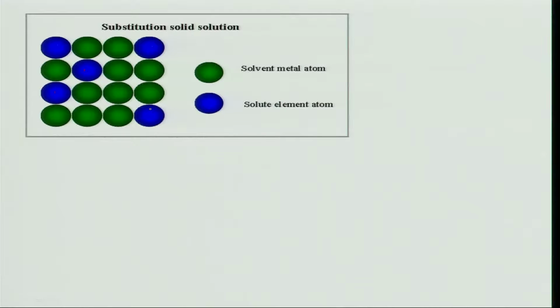Such a kind of solution is known as a substitutional solution. Substitutional means I am substituting one atom of solvent with a solute. That is why it is known as a substitutional solution. Iron with manganese is a substitutional solution. Aluminum with nickel is a substitutional solution.